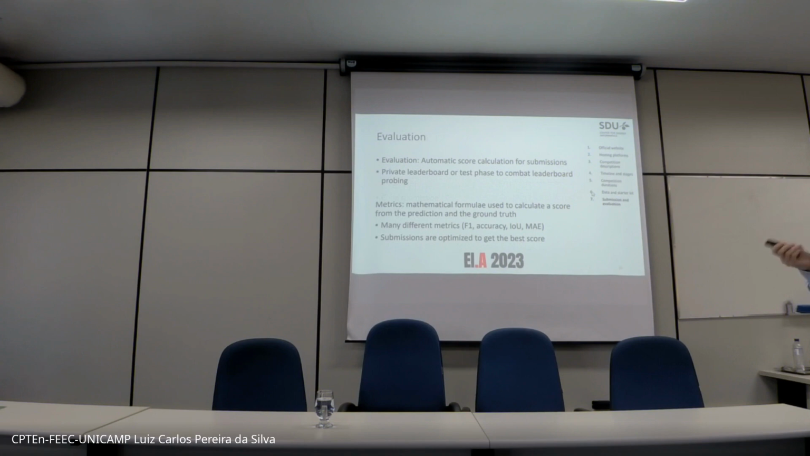Evaluation is the process of automatically calculating the score for the submissions. The final score is usually calculated by either a private leaderboard or a private test phase, which is necessary to combat leaderboard probing. The scores are calculated by a metric, which are different mathematical formulae to calculate the score. Some of them are well known, such as F1 score. But the selection of these metrics is very important, because these will be the target of the participants' optimization. So if we pick one that is not relevant for our problem, then the submissions are not going to be relevant either.